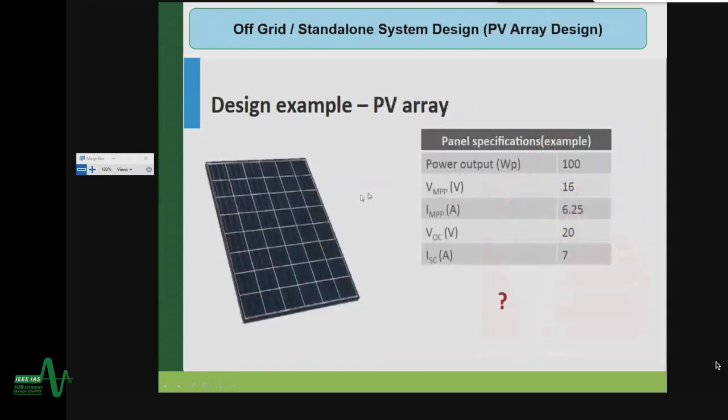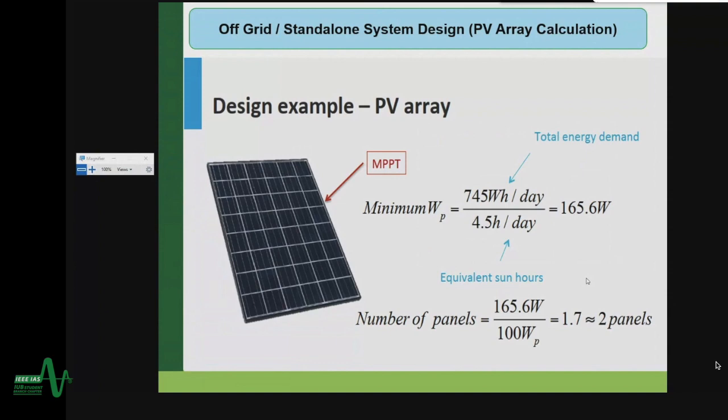Now let's consider the PV array. The chosen module is 100 watt power, MPP voltage 16 volt, IMP 5 ampere, open circuit voltage 20 volt, and short circuit current is also considered. We are choosing this solar panel just for reference.